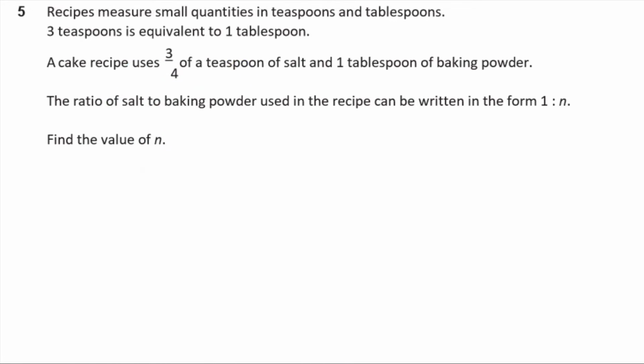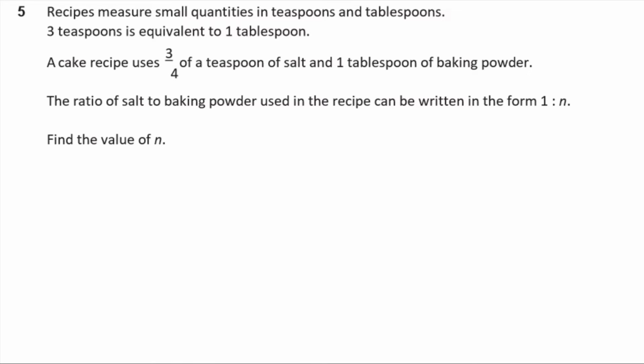Question 5. Recipes measure small quantities in teaspoons and tablespoons. 3 teaspoons is equivalent to 1 tablespoon. A cake recipe uses 3/4 of a teaspoon of salt and 1 tablespoon of baking powder. The ratio of salt to baking powder used in the recipe can be written in the form 1 to n. Find the value of n.